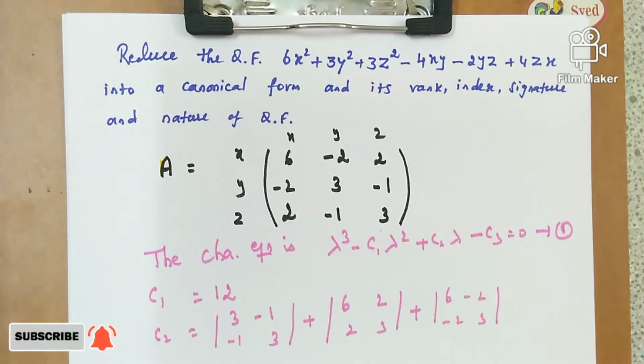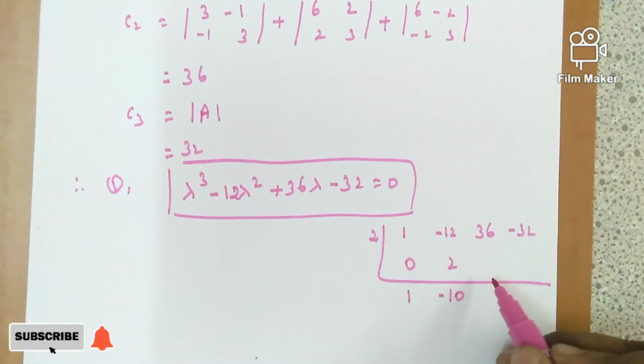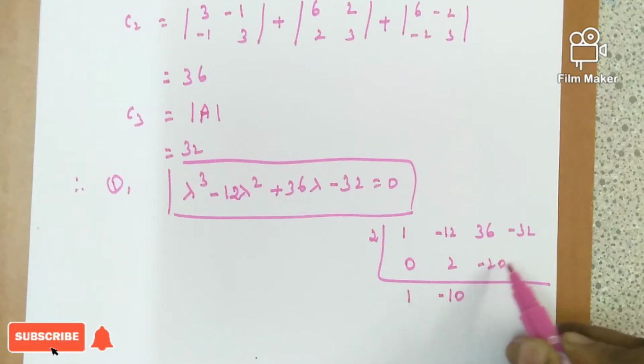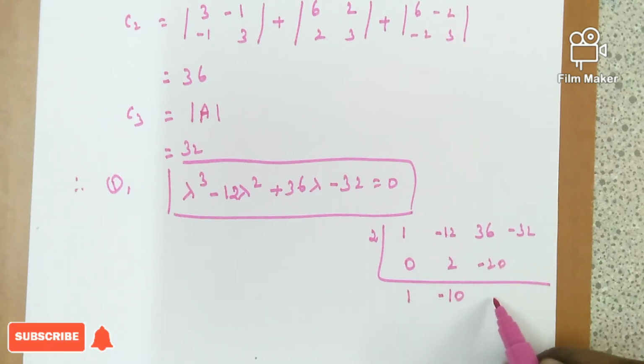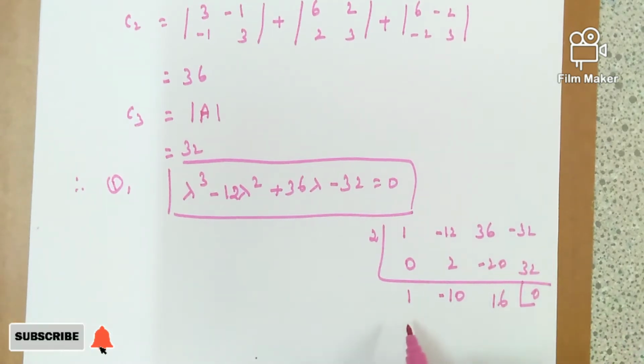So here I will take the value 2. Okay, we'll check it for 2. Adding these two elements we get 1. Then adding these two we get minus 10. Multiplying these two we get minus 20. Adding these two we get 16. Multiplying these two we get 32. So when we add these two we are getting 0. That means, therefore lambda equal to 2 is a root.